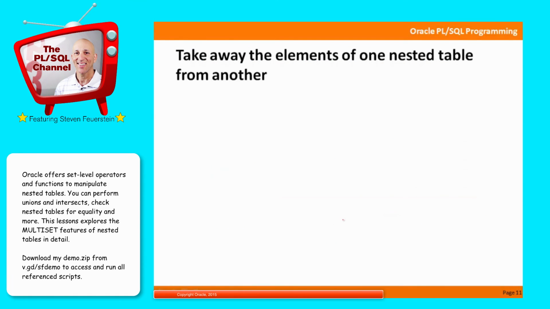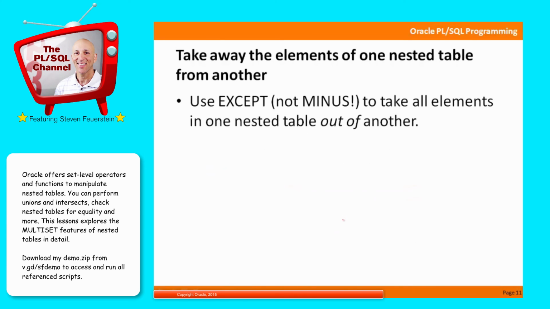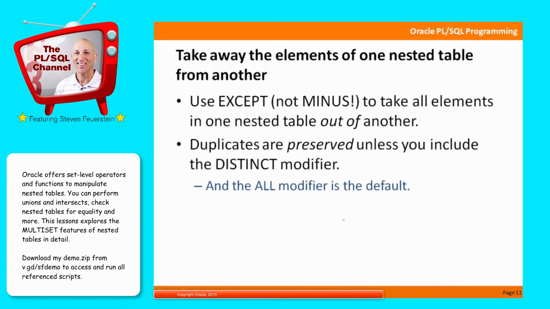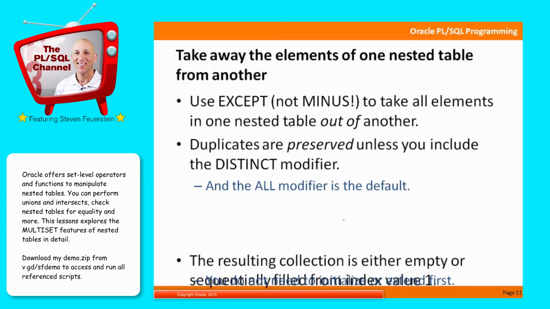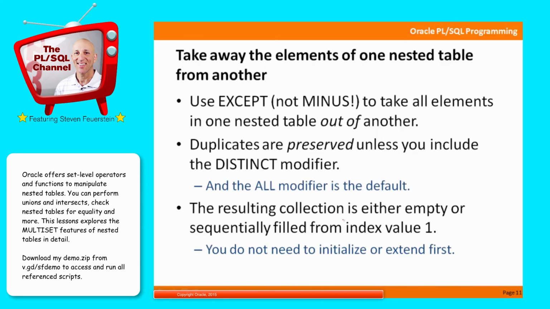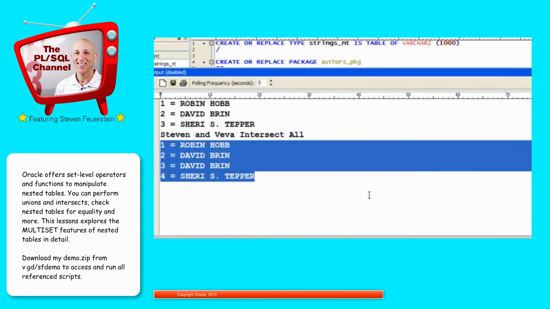And finally, take away the elements of one nested table from another. Use except. I don't know why they didn't use the keyword minus, but it's multiset except. Duplicates are preserved unless you include the distinct modifier. Collections always filled from index value 1 or they're empty. No need to initialize or extend. First, let's take a look at except.